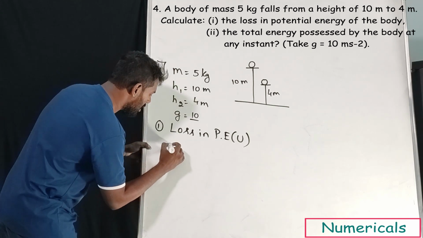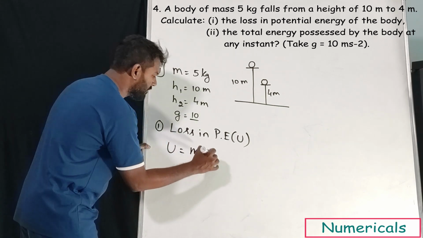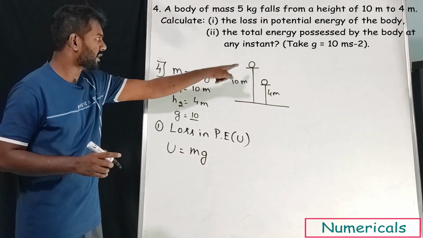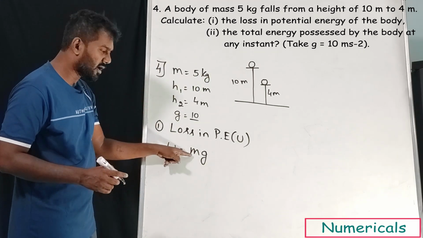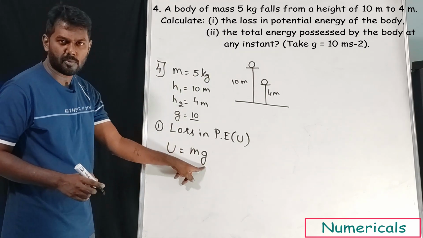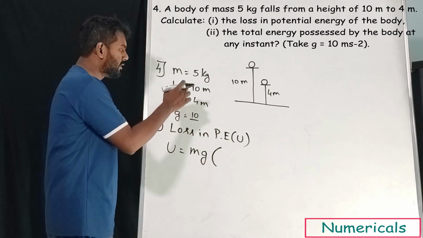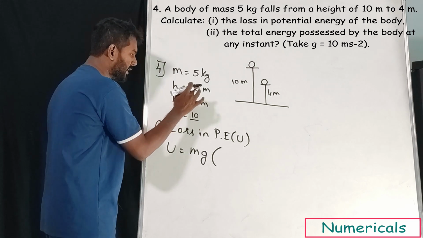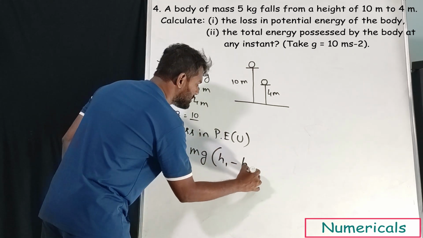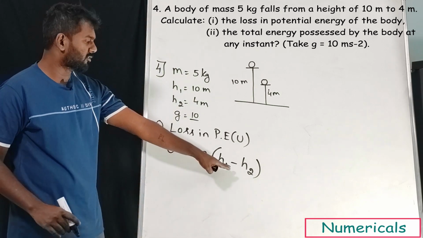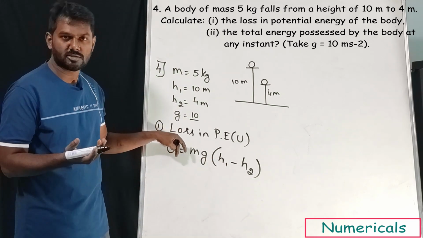Okay, what is that? U is equal to mg, which remains the same, correct? We are talking about the same ball, so for both the cases h1 and h2, mass remains same and gravity also remains same. So in which case we have the maximum value, 10 meter, right? So we will apply that first, minus h2. Here why we have to subtract it, why we cannot add it? Here we are talking about loss, correct?